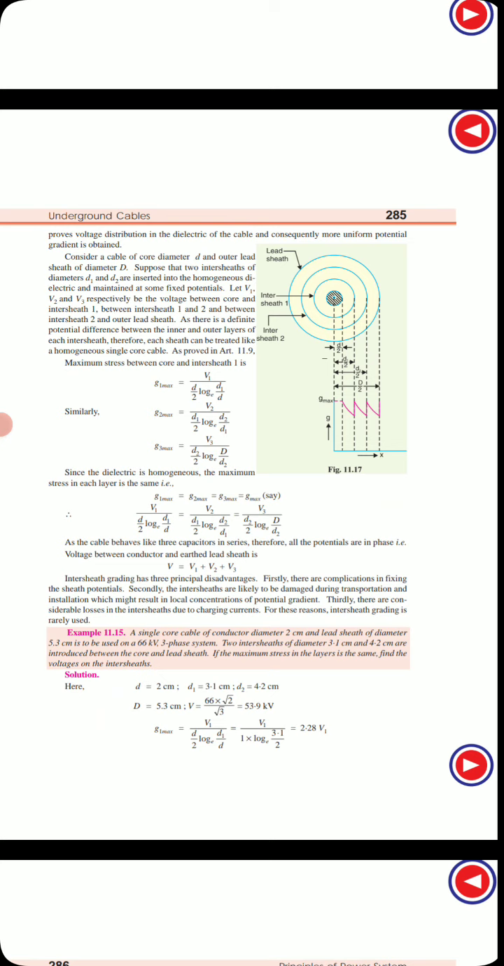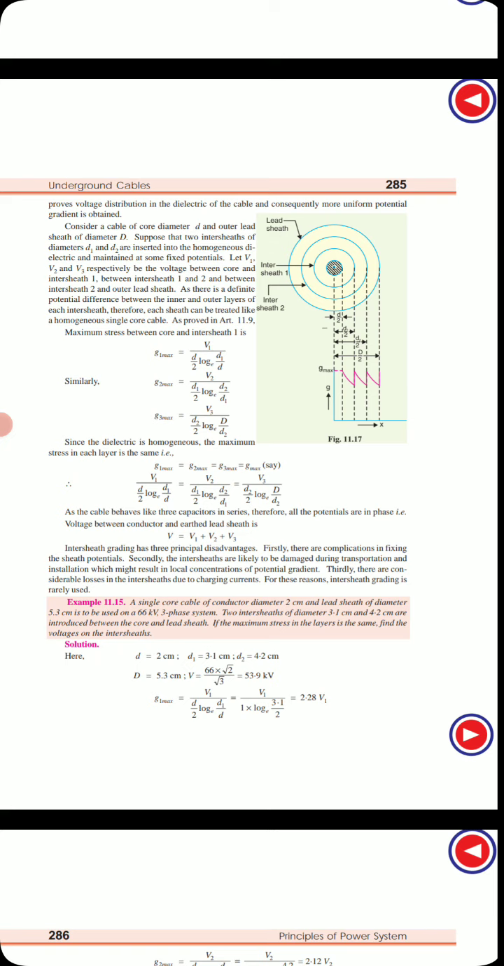As there is a definite potential difference between the inner and outer layer of each intersheath, each sheath can be treated like a homogeneous single core cable. So, the maximum stress between the core and intersheath is given by G1 max is equal to V1 by (d by 2) natural logarithm of d1 by d. Same thing for G2 max: V2 by (d1 by 2) into natural logarithm of d2 by d1, and G3 max is given by V3 by (d2 by 2) into natural logarithm of D by d2.